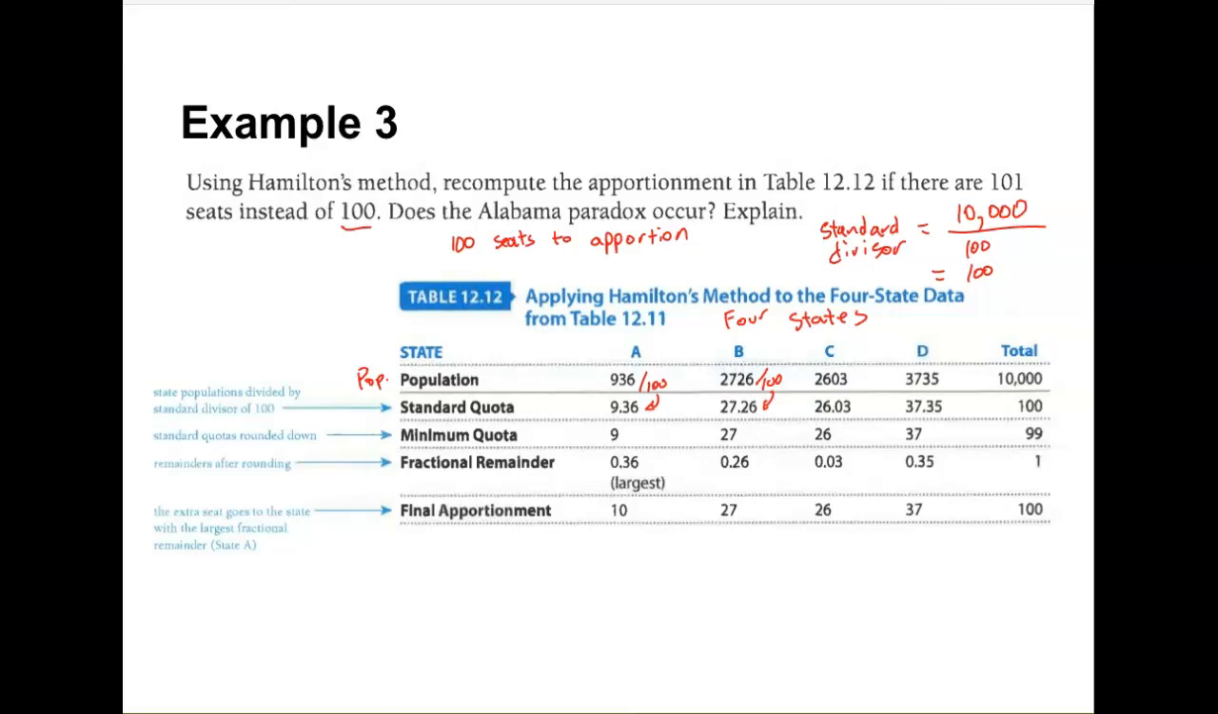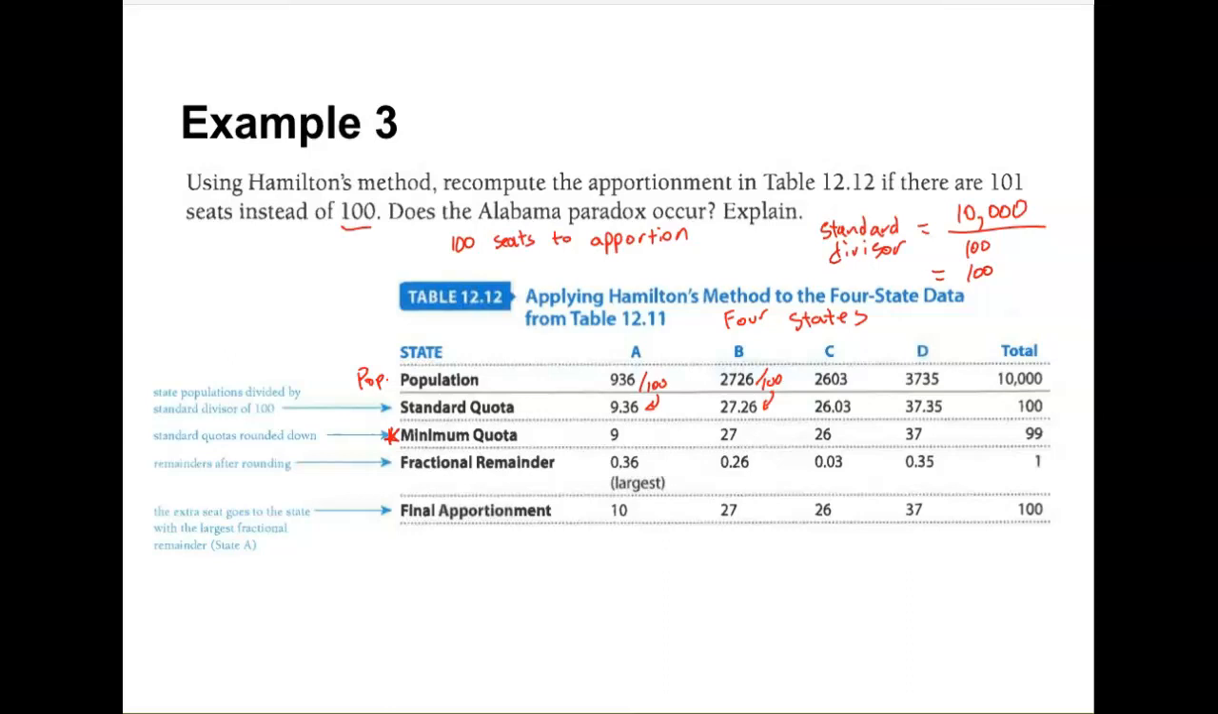So we're going to use Hamilton's method, which is first figure out the minimum quota. That's my next row. Chop off the decimal and just write the whole number that remains. So the minimum quota for state A is 9, B is 27, C is 26, and D is 37. Questions so far?